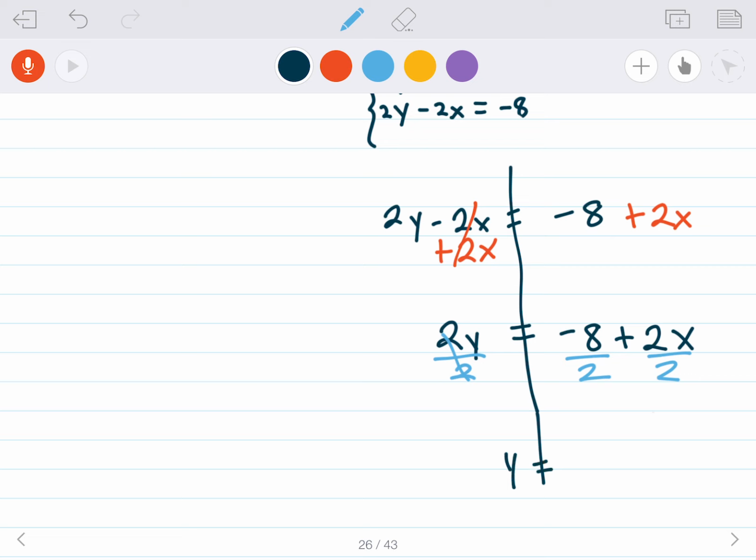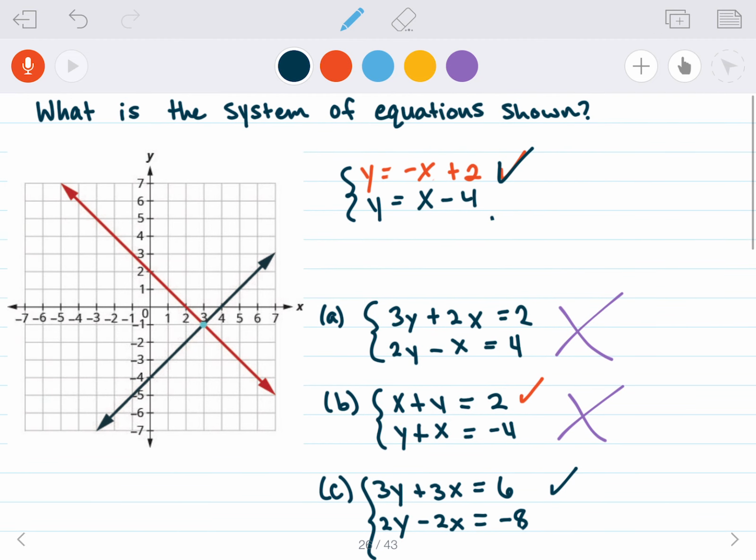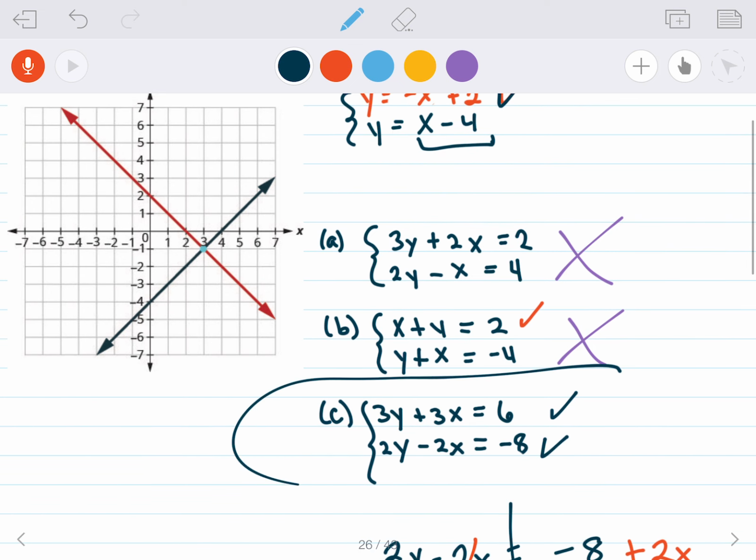And I'm left with y, negative 8 divided by 2 is negative 4. And 2x divided by 2 is 1x, so that's just plus x. So negative 4 plus x, well, that is exactly this guy, right? Negative 4 positive x. Okay, so that's right. So it has to be choice C. That is our correct system here.